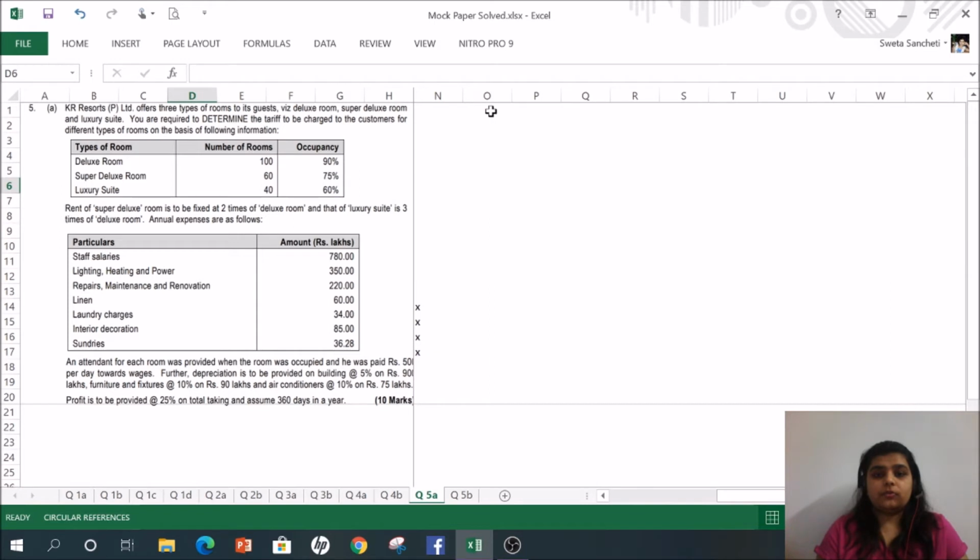So now I'm going to prepare a statement for calculation of total revenue of the company. Particulars and the computation and amount.